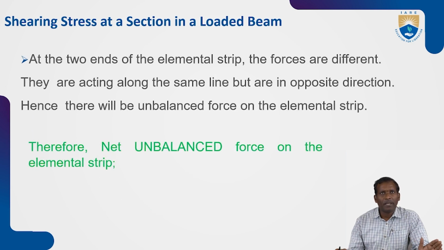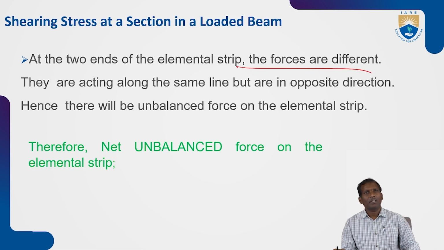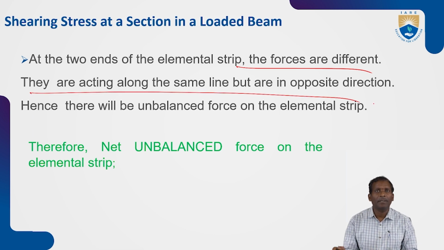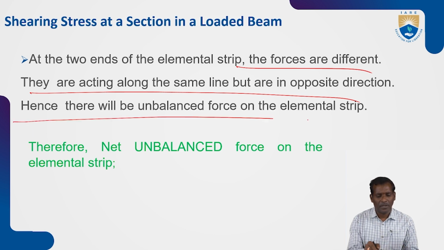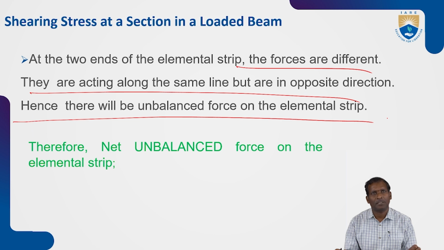So at the two ends of the elemental strip, the forces are different. They act along the same line but in opposite directions. Hence, there will be an unbalanced force on the elemental strip. Therefore, you can say there is a net unbalanced force on the elemental strip.